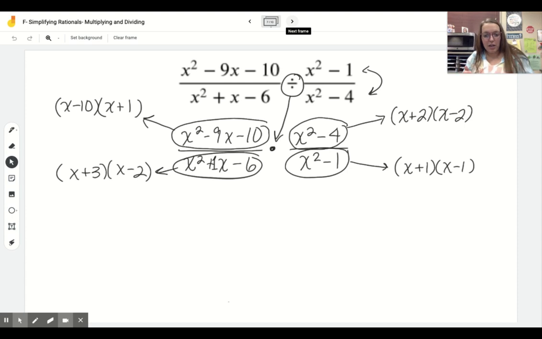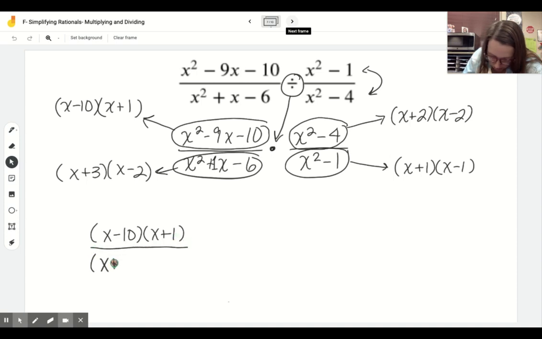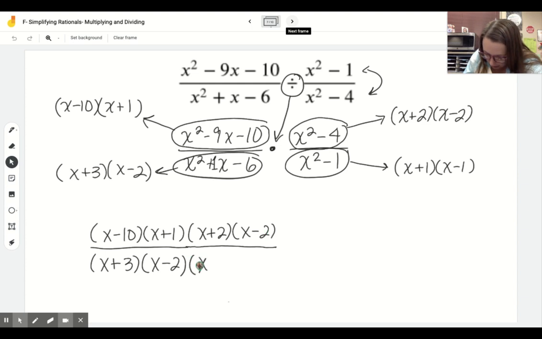All right, now I'm ready to multiply. So I'm going to write my new fraction with everything factored. So I've got x minus 10 times x plus 1 over x plus 3 times x minus 2. Okay, and then I'm going to multiply by the stuff in the second fraction. So on top I had x plus 2 times x minus 2. On the bottom I had x plus 1 times x minus 1.